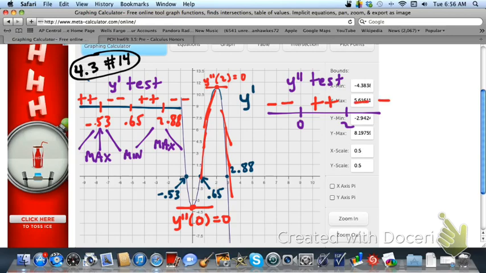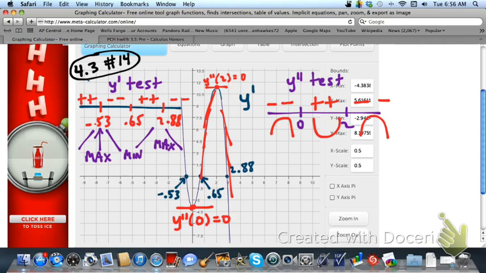And so y double prime being negative indicates that y is concave down from negative infinity to 0. Y double prime being positive means that y is concave up in between 0 and 2. And then y double prime negative means that y is concave down on 2 to infinity.